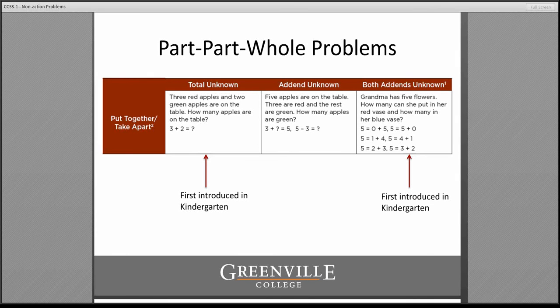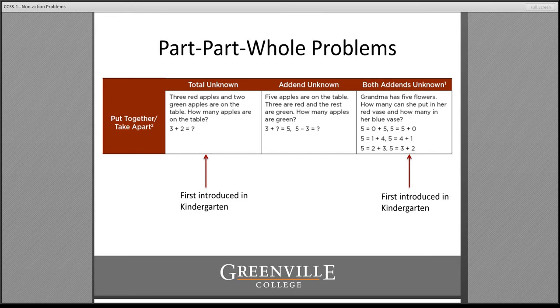And so in this case, if you look at the total unknown, there's apples, a group of apples. Some are red, some are green. None are being sold, none are being eaten, none are joining the group. I didn't buy any more. It's just some are this and some are that. So it varies. It's different than that action sequence.